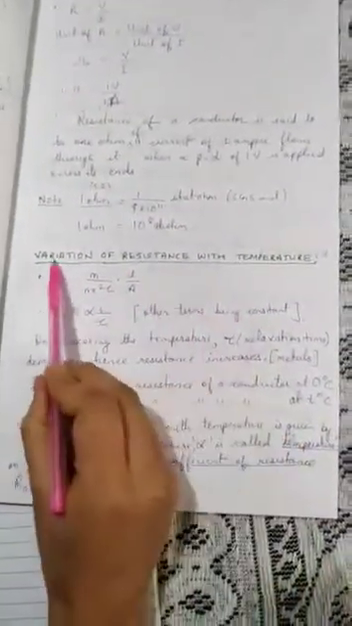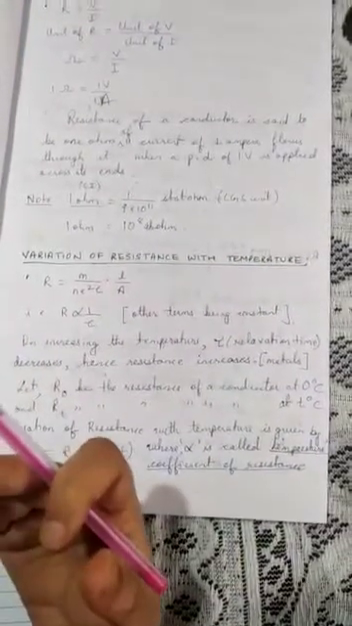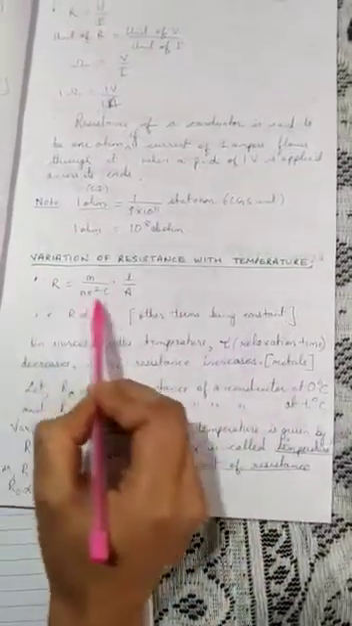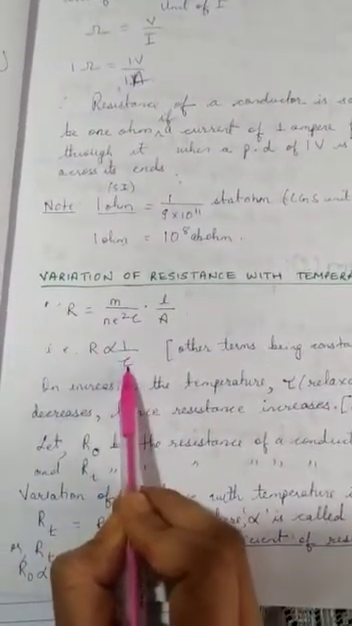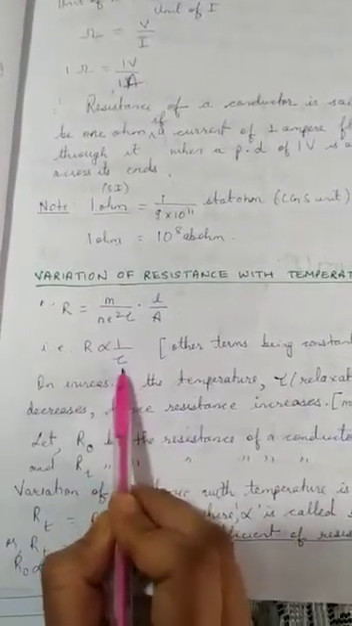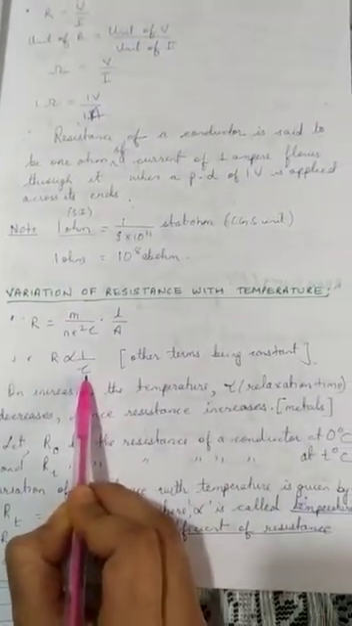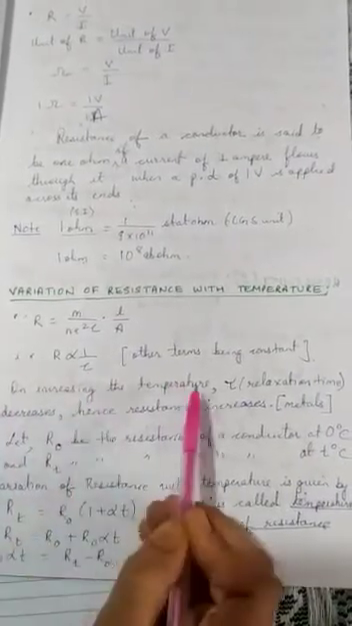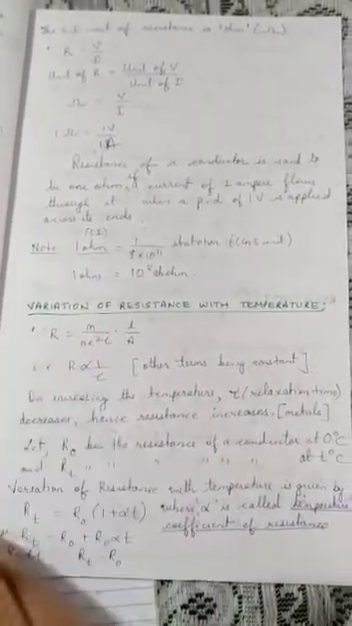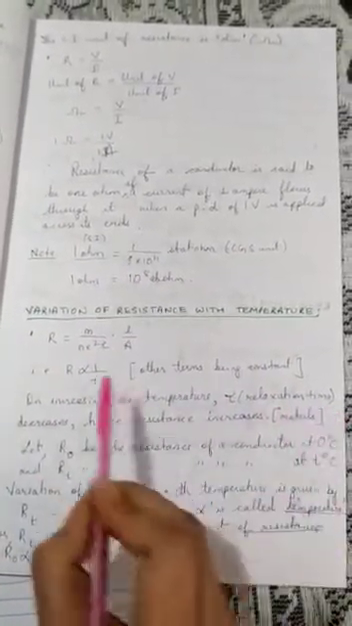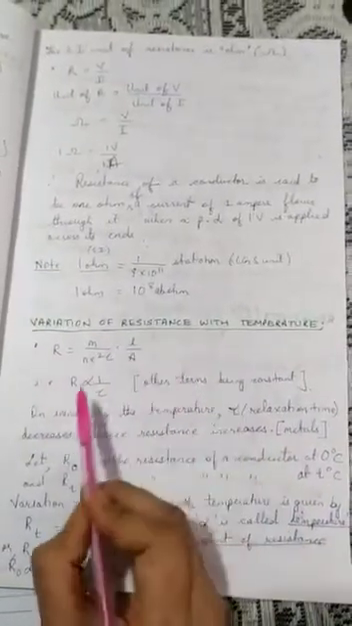Now, variation of resistance with temperature. As you increase the temperature or decrease the temperature, what happens to the resistance? You can see the expression here. Everything else is a constant. Now you can see that resistance is inversely proportional to the relaxation time tau. Now what happens when you increase the temperature? The relaxation time decreases. Now when this decreases, obviously resistance has to increase. That means for metals, when you increase the temperature, the resistance will also increase.